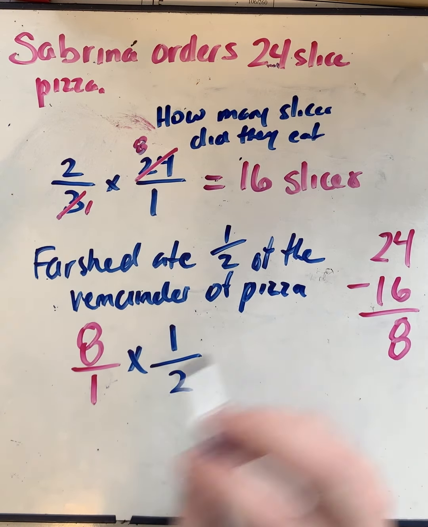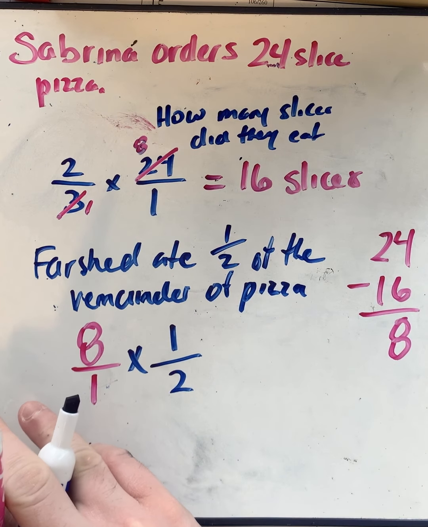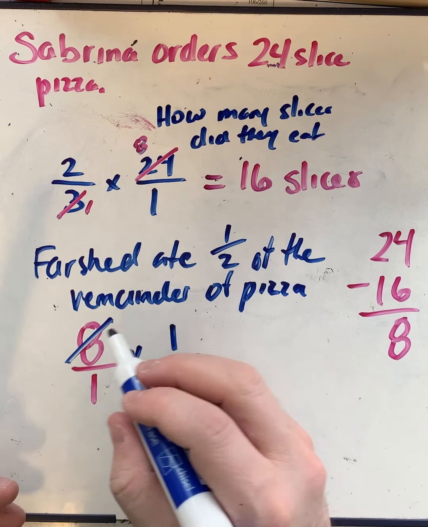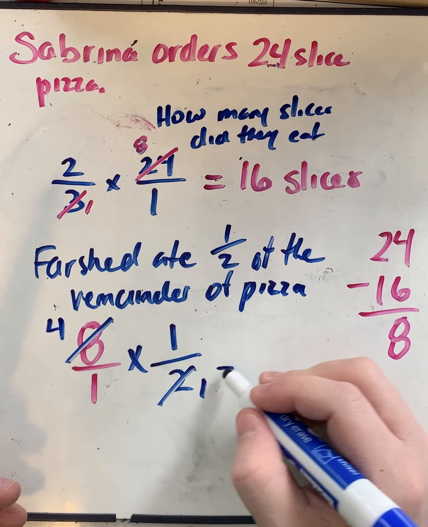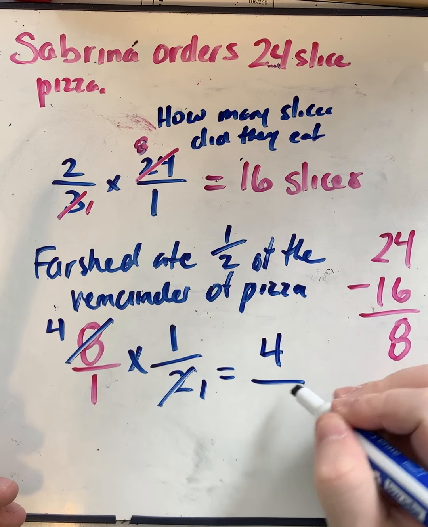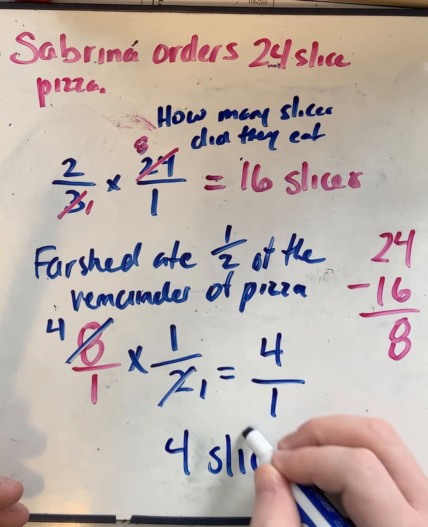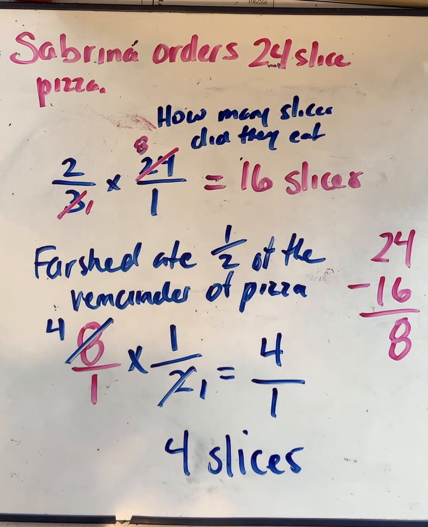So again, let's just eliminate some things to make it really easy for us. 2 goes into 2 once, 2 goes into 8 4 times. 4 times 1 is 4 over 1. Farshad ate 4 slices. He's a big boy. He's a tall boy. He needs to grow. I can totally understand that.